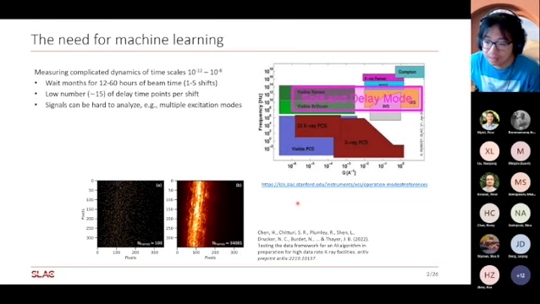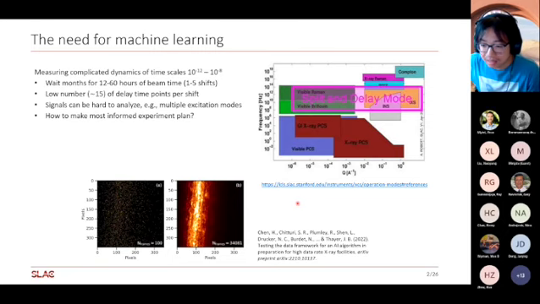Meanwhile, ultrafast dynamics can be complicated. For instance, you might have multiple quasi-particle excitation modes that give you a more complicated time-dependent profile than stretched exponential functions. So given the limited beam time and the complicated dynamics we want to measure, one important question to think about is how can we make a more informed decision or plan during the data collection?